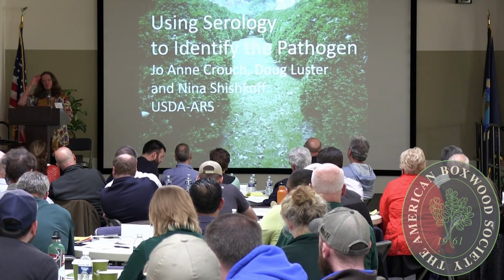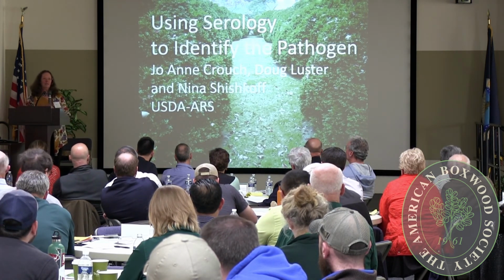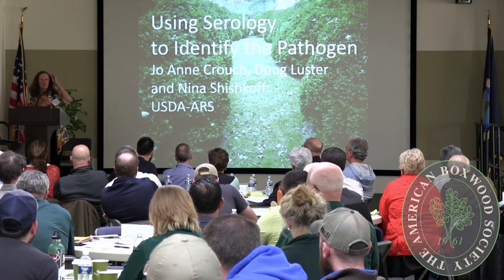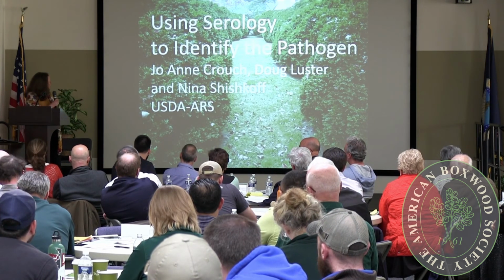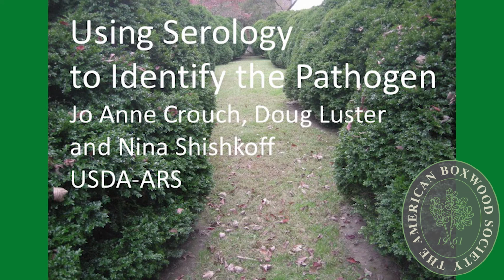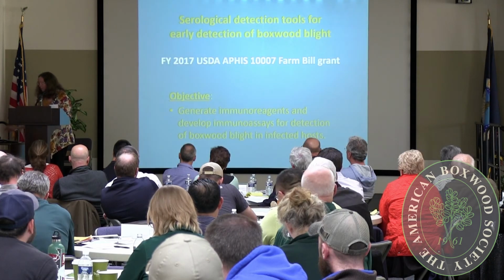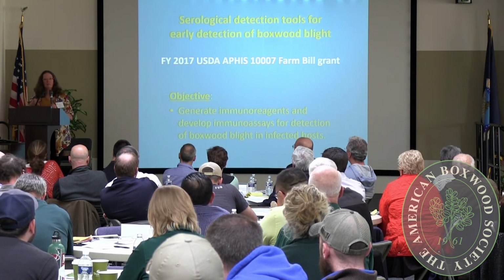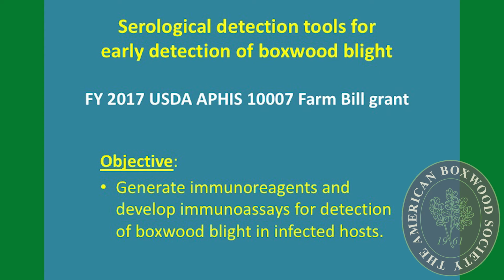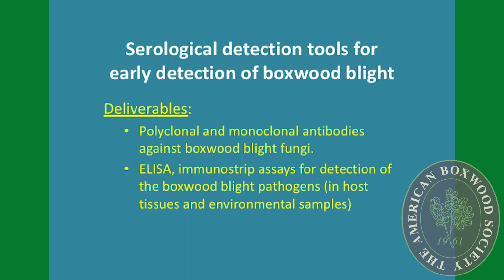One final thing is that we're starting to learn other ways of detecting this pathogen. It's a lot of trouble to do PCRs in the field. So Doug Luster and Joanne Crouch and Nina Shishkoff have been working together on other kinds of methodology using serology. Some of you may be familiar with the test strips, immunostrips that Agdia sells that help us identify viruses and some bacteria and some oomycetes for that matter. And they're looking for similar kinds of things.